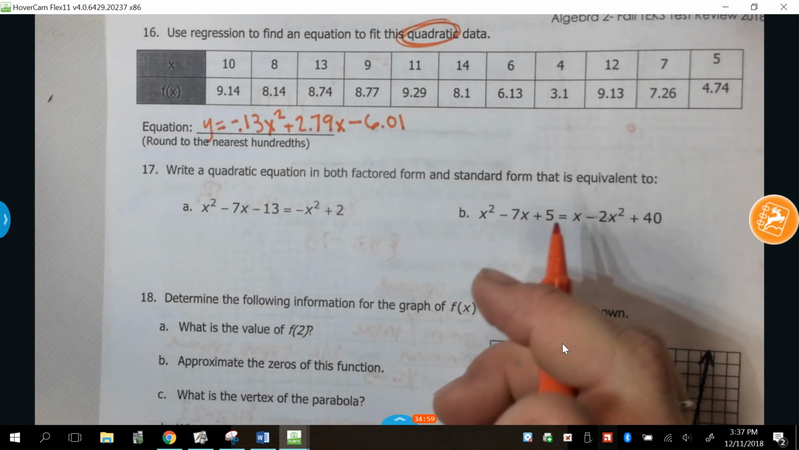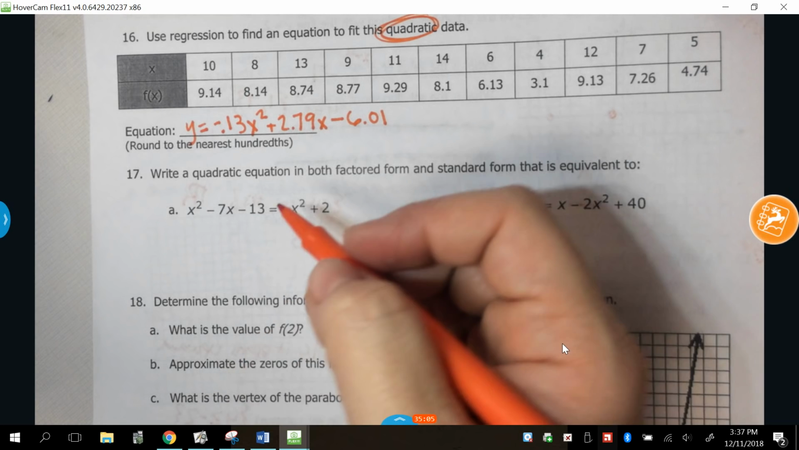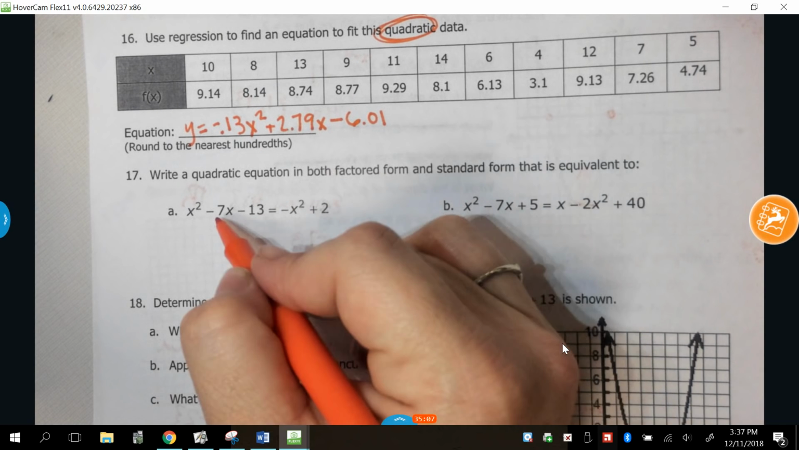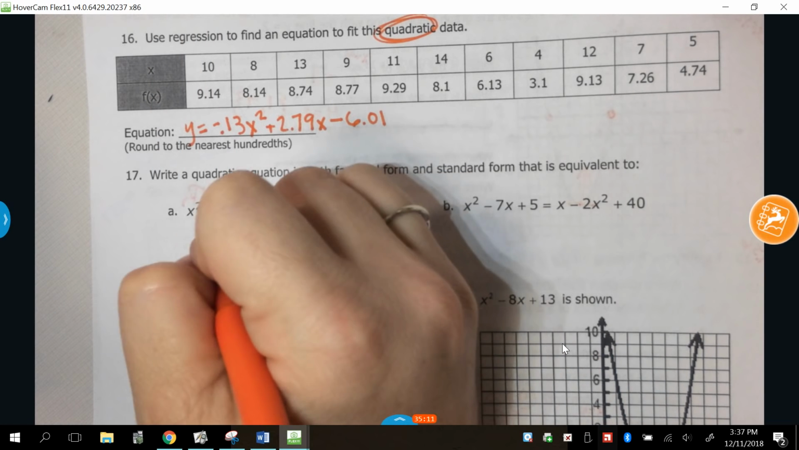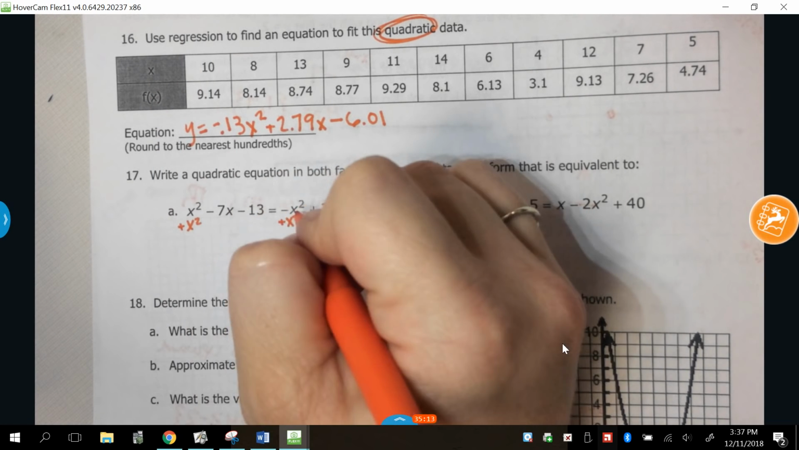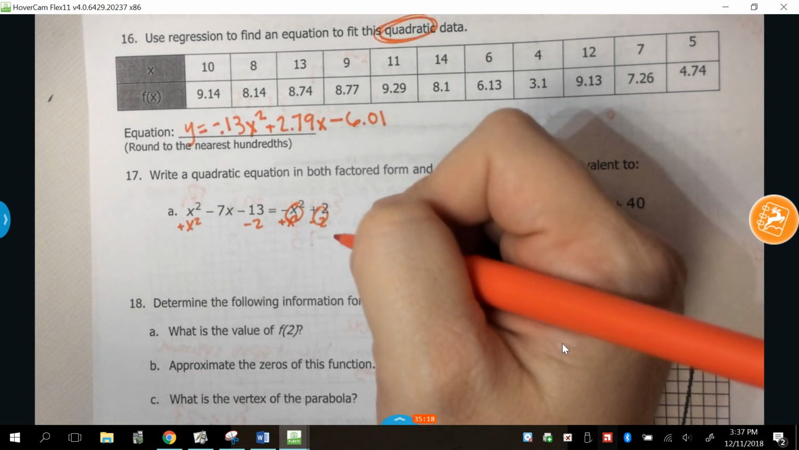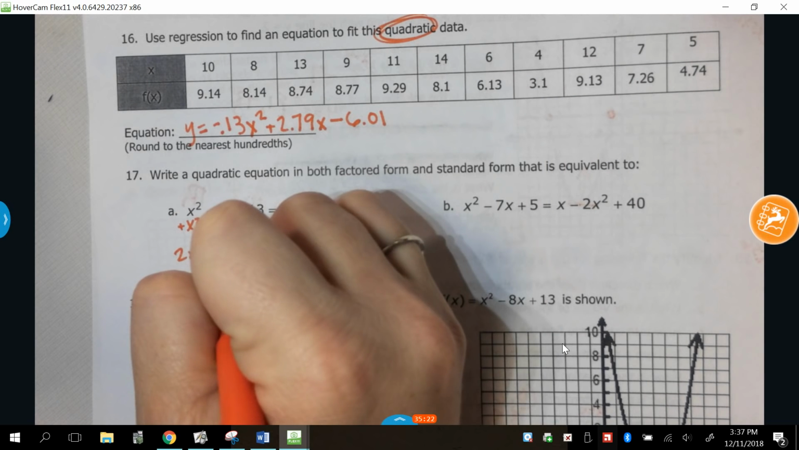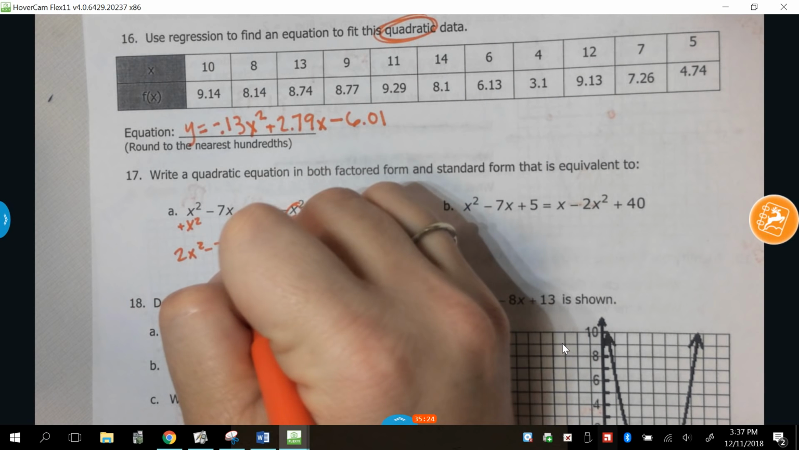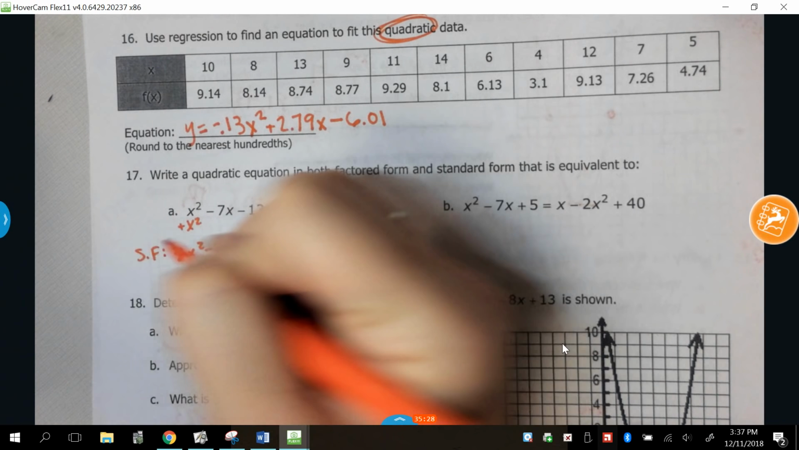Okay, number 17 says write a quadratic equation in both factored form and standard form that is equivalent to these. So to put it in standard form, we have to move these over. So I'm going to add x squared, and subtract 2, subtract 2. Remember, you're putting them with their like terms. So this is giving me 2x squared. This had no like term, so I'm going to bring it down. And negative 13 minus 2 is negative 15. So there's my standard form.